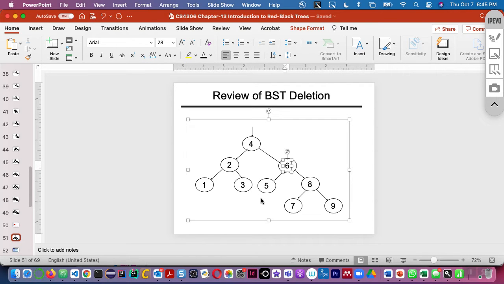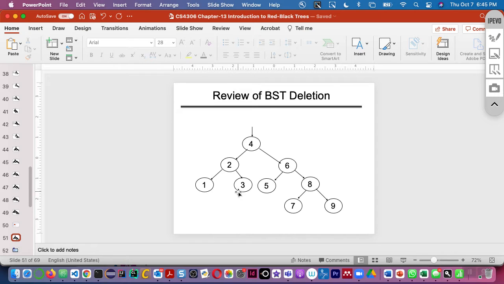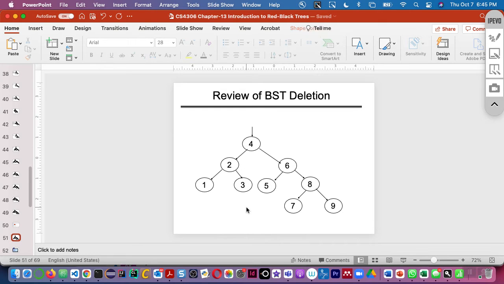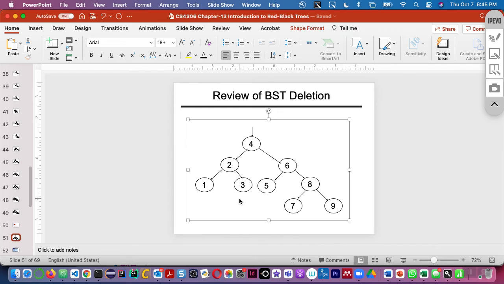Okay, but let us do it simple. For instance, let us delete 3. In a BST, in order to delete a node, actually we do not delete it from memory. Like in a linked list, we do not delete a node, we just unlink it, right? We delete the link.